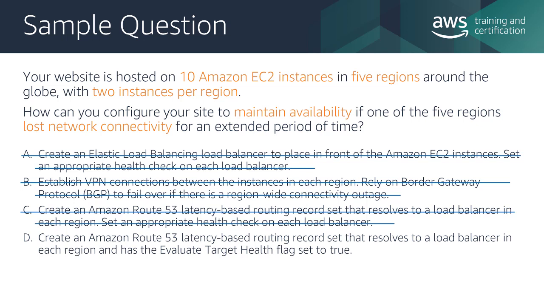Option C, incorrect. Route 53, using latency-based routing records that resolve to a load balancer in each region, set the health check on each load balancer. In this case, the elastic load balancing health checks do not directly influence Route 53's behavior. The only correct answer, Route 53 latency-based routing resolves to a load balancer in each region and has the evaluate target health flag set to true.